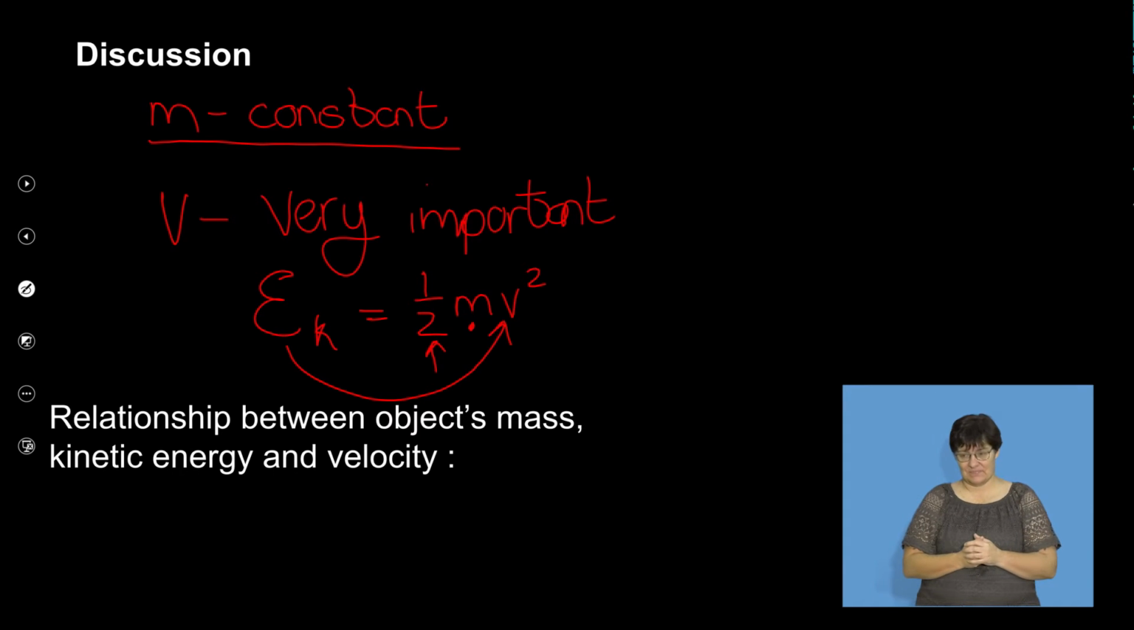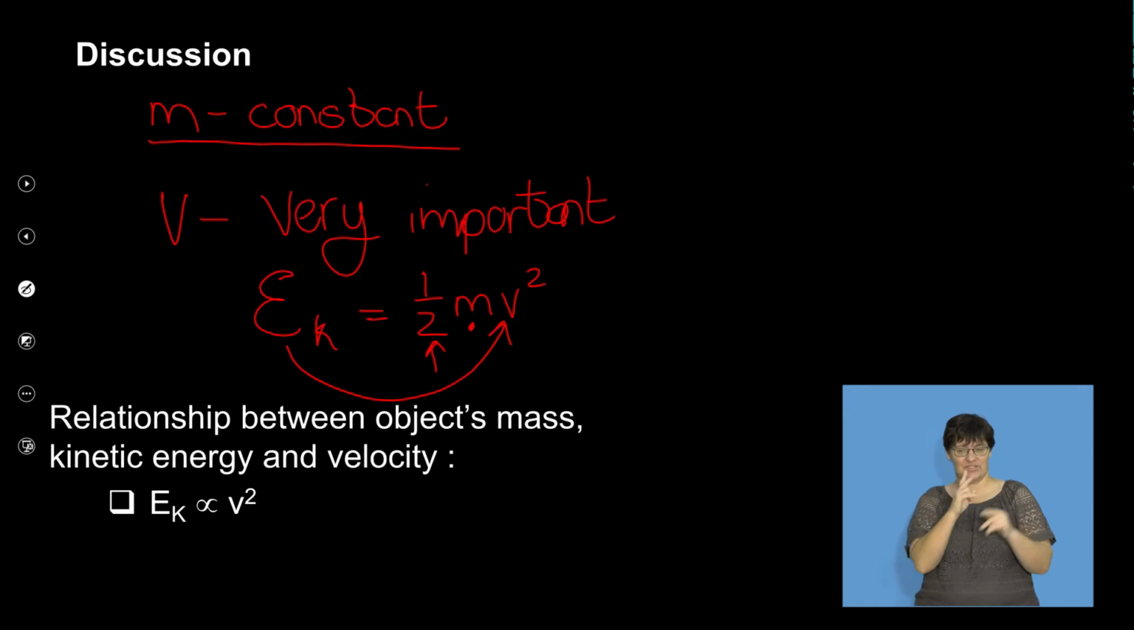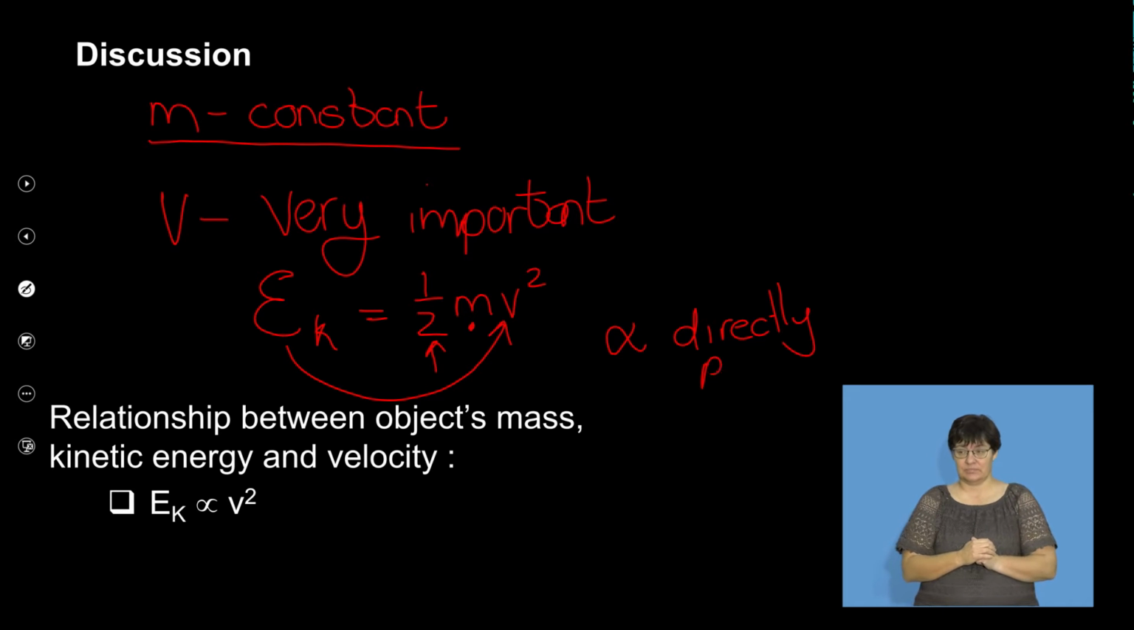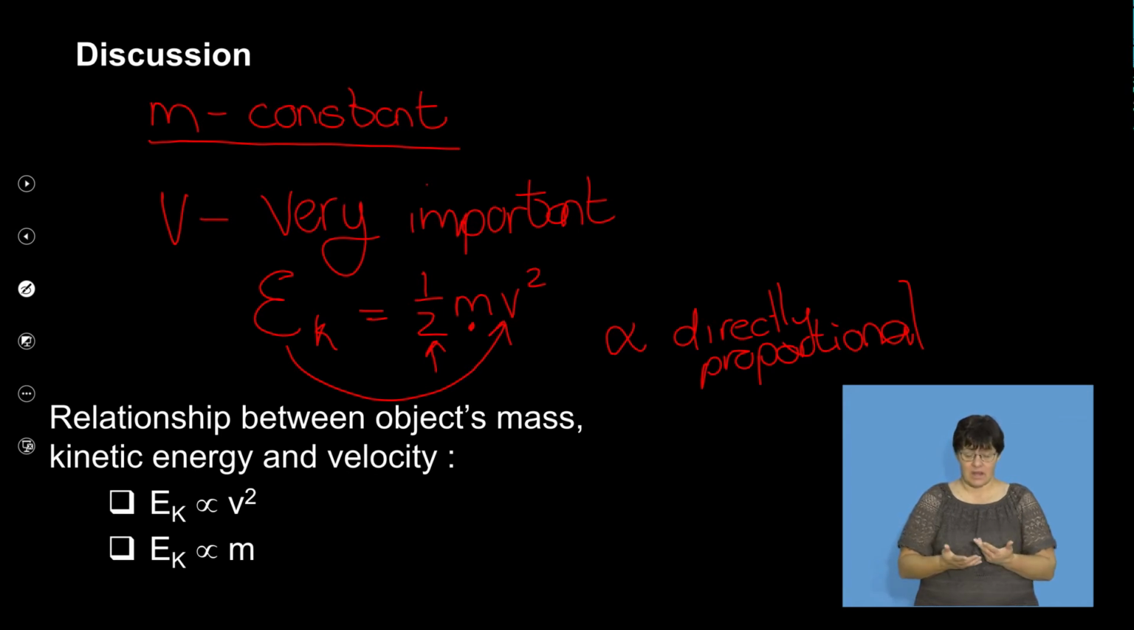So these are the relationships we were just talking about. Kinetic energy is directly proportional. Remember, this sign means directly proportional. There we go, to v squared. And it's directly proportional to mass. So the two of them go together, okay?